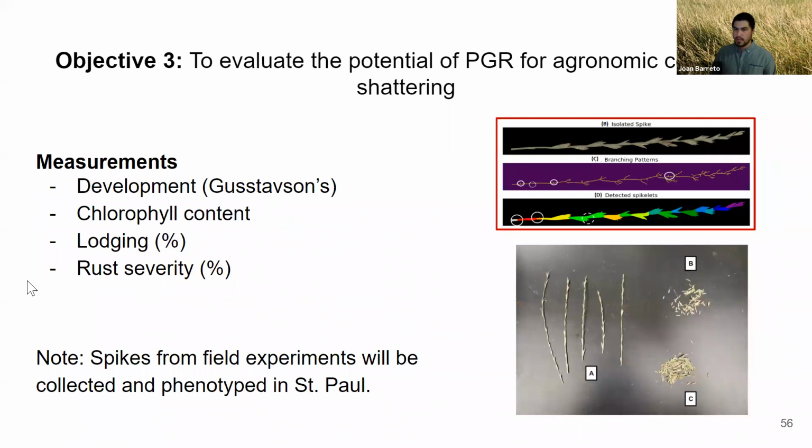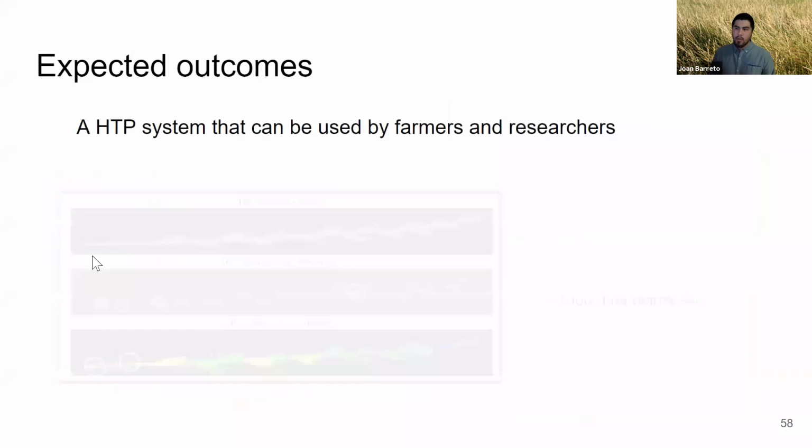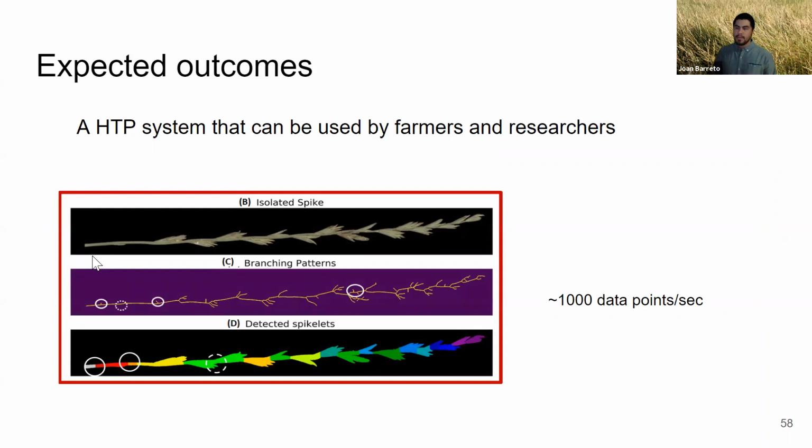The expected outcomes of my research are then threefold. First, we hope to have a high throughput, image-based system that can be used not only by researchers to study branching patterns in potentially other grasses, but mainly perennial ryegrass, seed shattering, and the relationships between morphological traits and yield, but also by farmers, that will hopefully help them in making more accurate decisions in determining when to harvest, given that they use visual phenotyping to determine when is the right time. This system currently takes approximately 10,000 data points in less than a second. And it can be easily improved to take way more data.